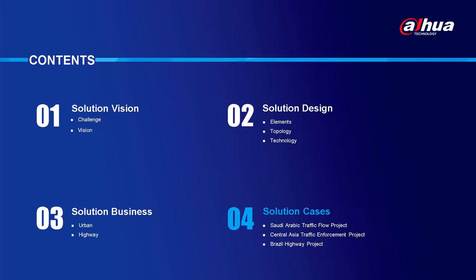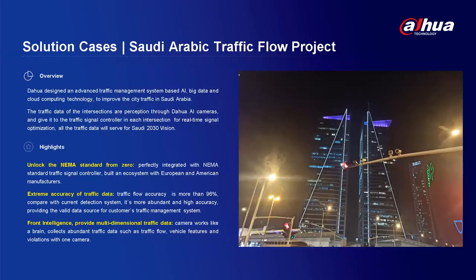Then we look at some cases we've had for this solution. We have had the Saudi Arabia traffic flow project. The overview of this project is an advanced traffic management system based on AI, big data, and cloud computing technology to improve city traffic in Saudi Arabia. So the traffic data on the intersections is captured through Dahua AI cameras. Then we send signal to the traffic signal controller at each intersection, and then we optimize. So this will keep learning, and then we can apply.